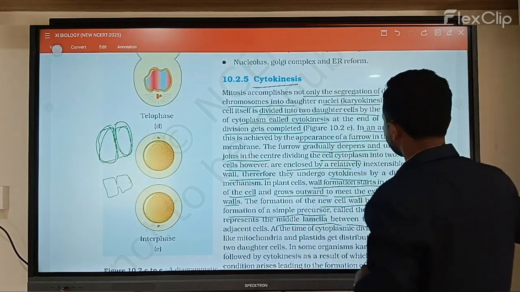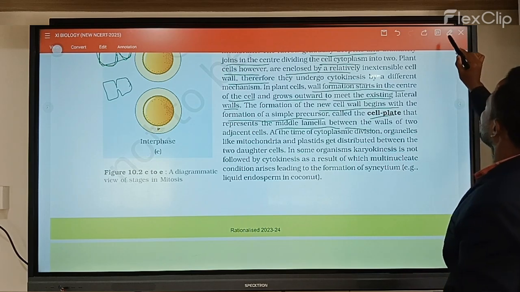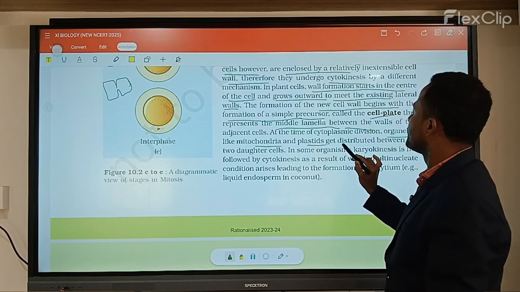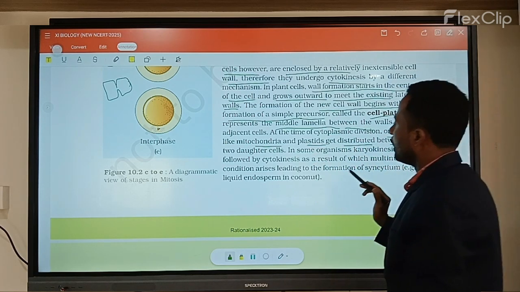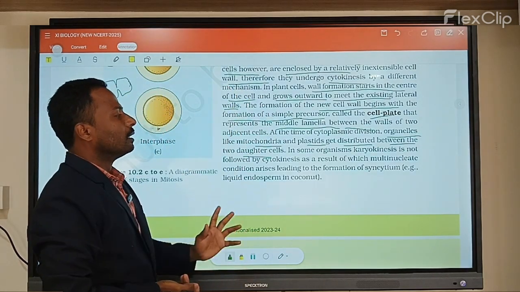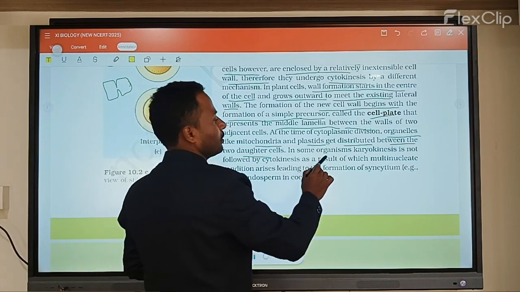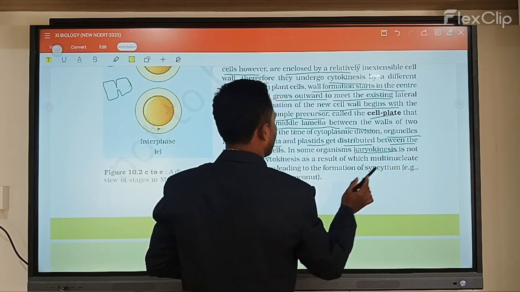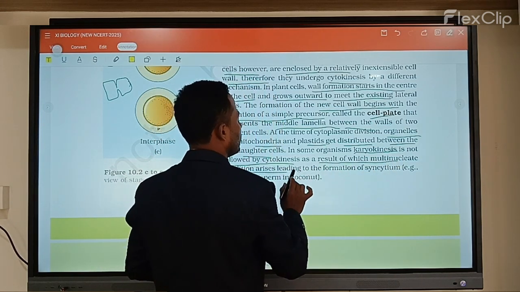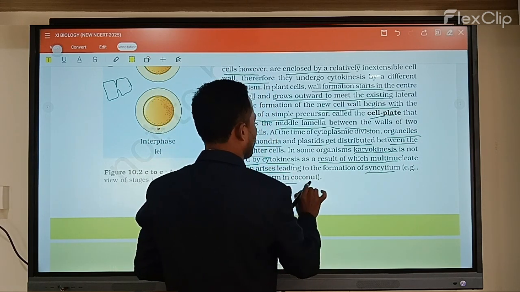Okay, now at the time of cytoplasmic division, organelles like mitochondria and plastids get distributed equally between the two daughter cells. In some organisms, karyokinesis is not followed by cytokinesis, resulting in a multinucleated condition leading to the formation of syncytium. Example: liquid endosperm in coconut.